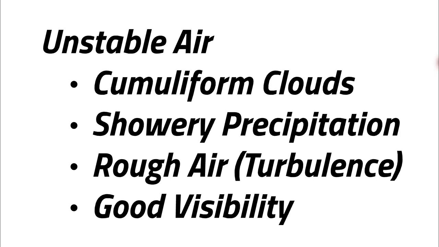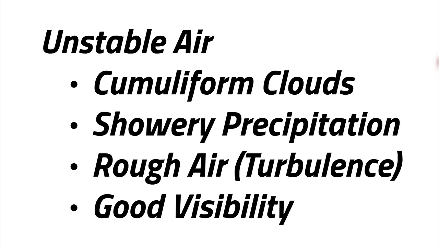And of course, the more lifting force you have, the taller those clouds are going to get. And they can form into thunderstorms, which we'll talk about in our next video. But in unstable air, you get cumuliform clouds. You get showery precipitation. There's usually rough air and turbulence because of that vertical movement of the air. But on the good side of things, you get better visibility.